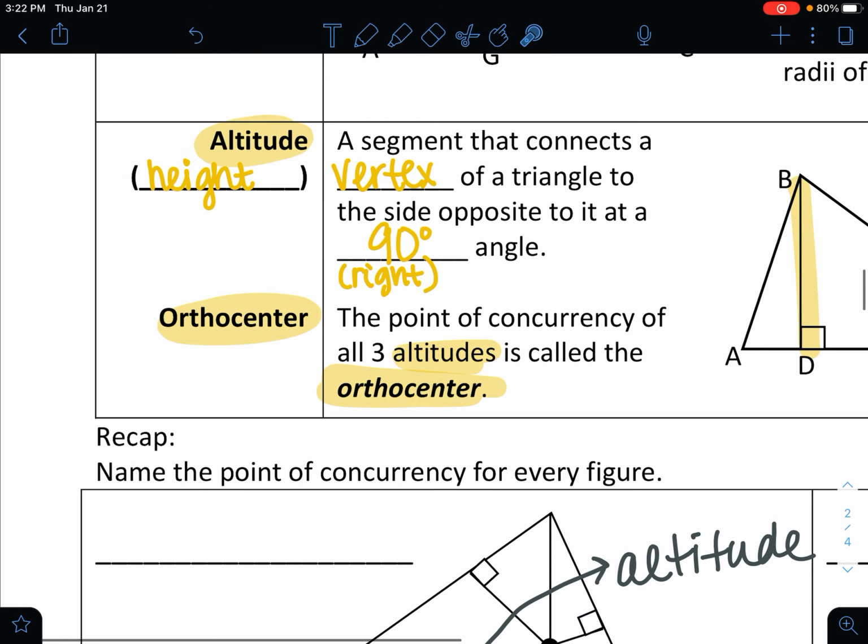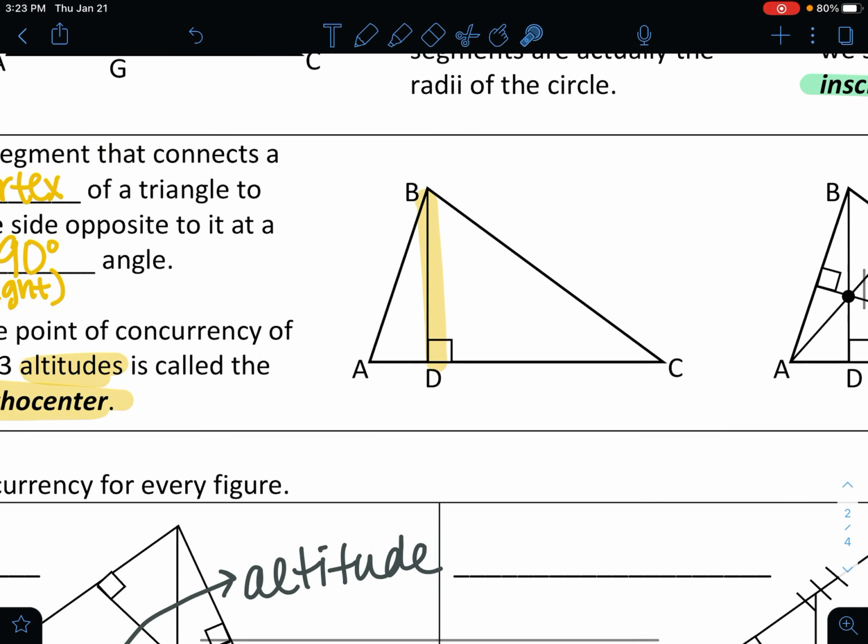Okay, now this is the fourth and final segment. So altitude, you already know what this is. This is the height of a triangle. It's just a fancy word for height. It's a segment that connects a vertex of a triangle to the side opposite to it at a 90-degree, or right, angle. So over here you can see you start at the vertex, or the corner, and then you just go straight to the other side at a 90-degree angle. That's an altitude. That's a height. That's how you do the height of a triangle.